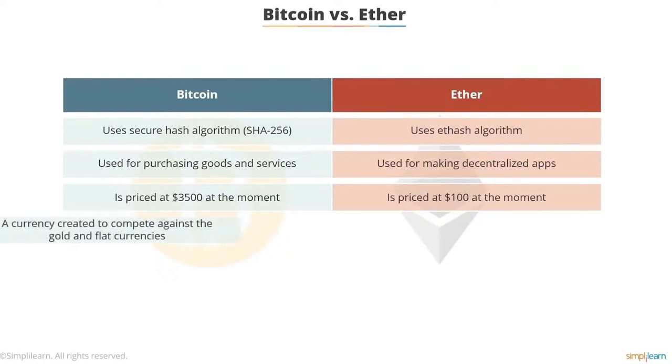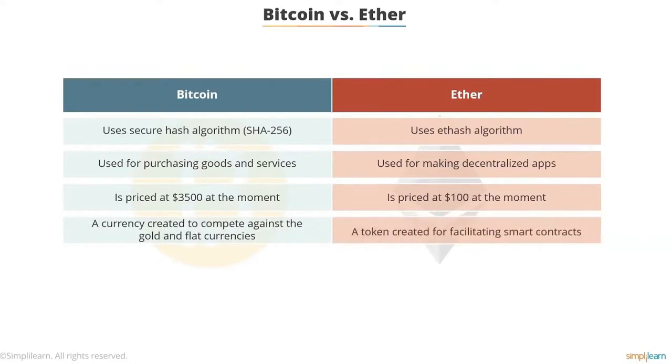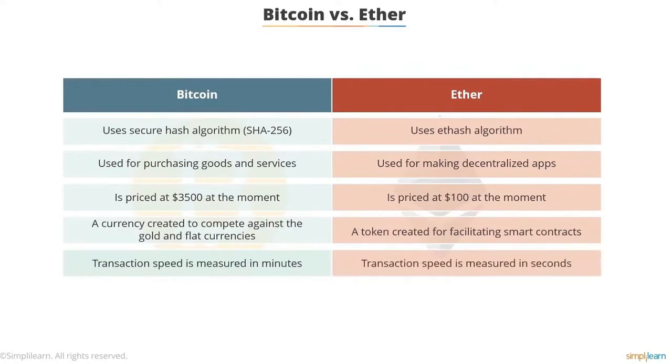BTC is a currency created to compete against gold and fiat currencies by acting as an alternative. However, ETH is created as a token to facilitate smart contract deployment and operations. Lastly, the transaction speed of BTC is much slower than ETH. While BTC's transaction speed is measured in minutes, ETH's is just a few seconds. Like Bitcoins, Ethers are also stored in cryptocurrency wallets. Let's understand what wallets are in Ethereum.